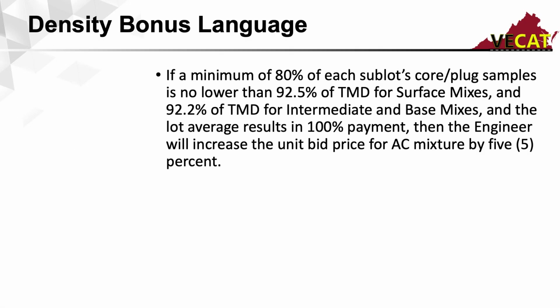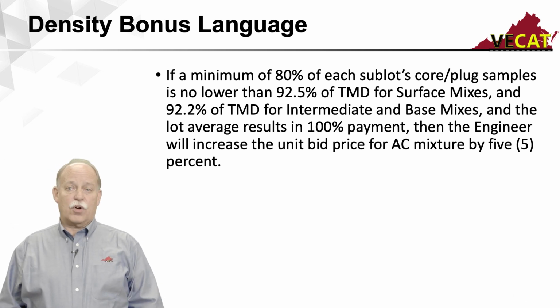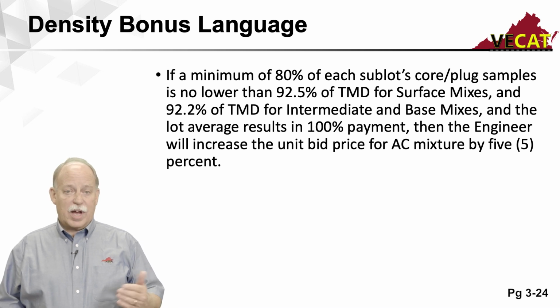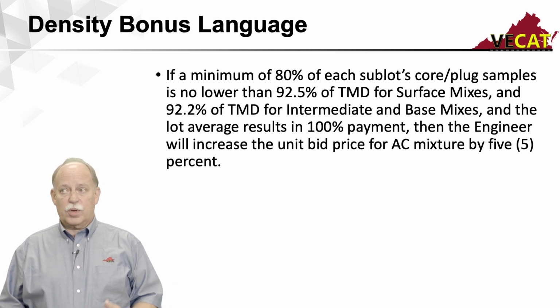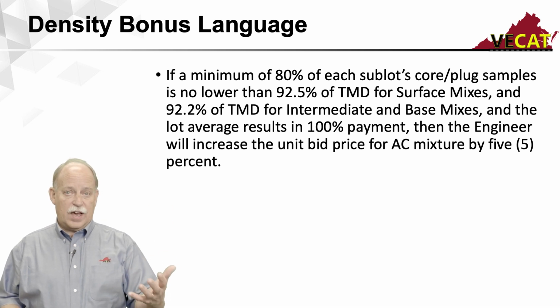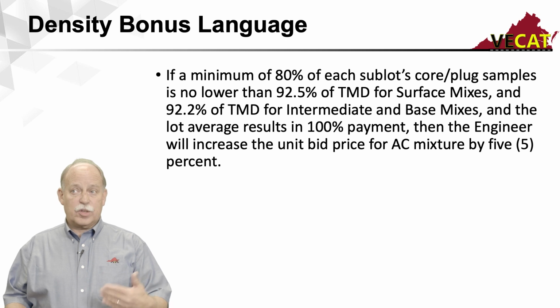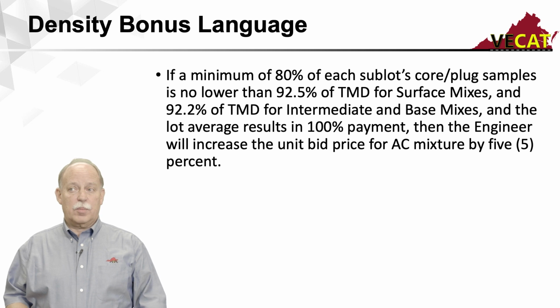There is a bonus for density for method A type density cores and plugs. So keep in mind that if you have at least a minimum of 80% of all your sublots, cores and plugs, that are no lower than 92.5 for maximum theoretical, then you have the opportunity now to get a 5% bonus. So the lot average results has to still meet 100%. So all 5, let's say you had 5 tests, 4 of them met the requirement of 92.5, but all 5, when averaged, have to meet that 100% pay requirement. If that occurs, then you can get up to a 5% pay adjustment.